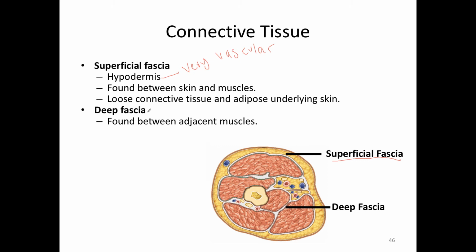The deep fascia is found between adjacent muscles deep in the arm, or any limb. This just happens to be an arm, which is why I said that. This is going to be dense irregular connective tissue around and between the adjacent muscles.